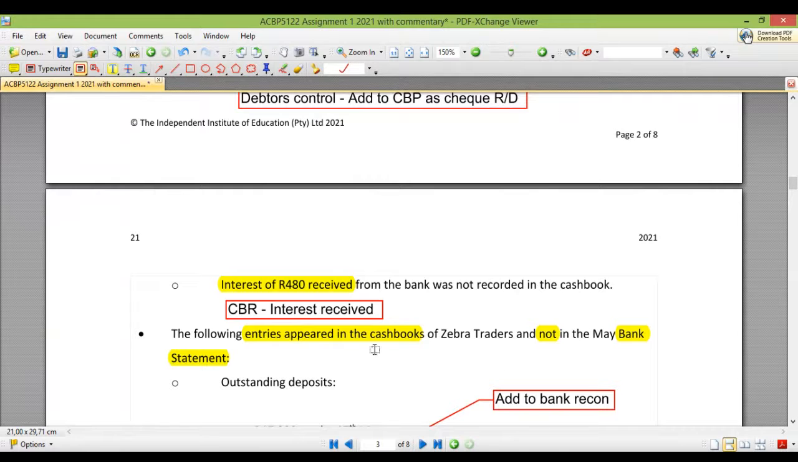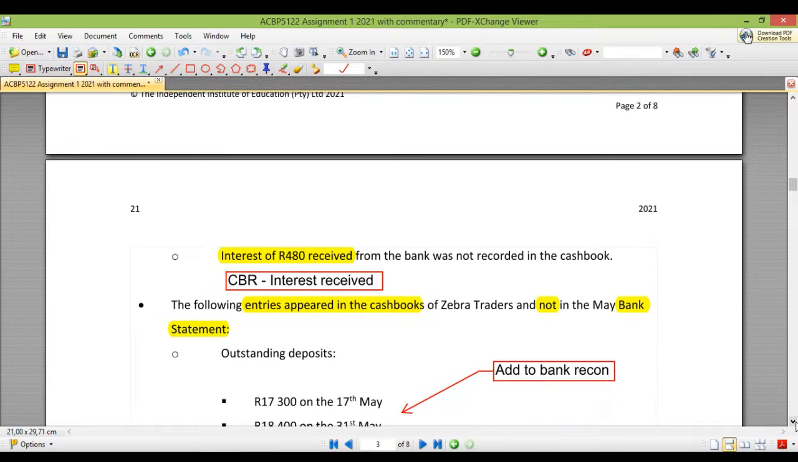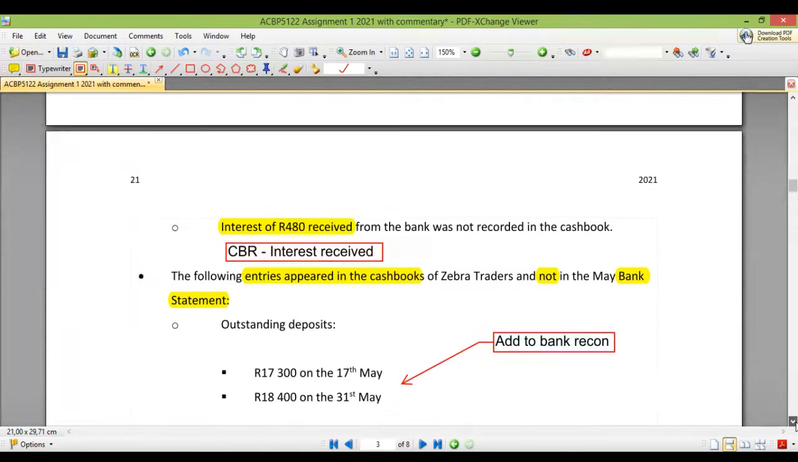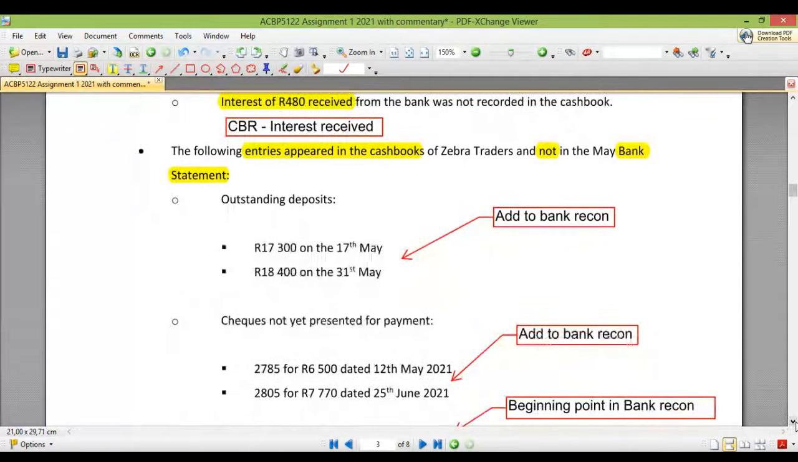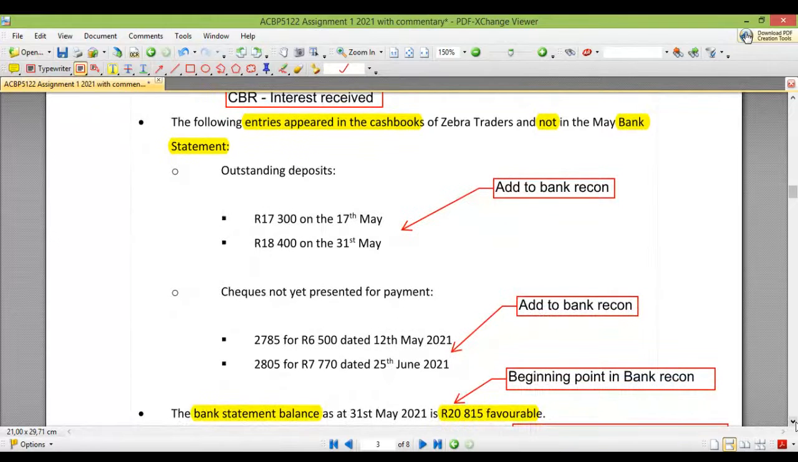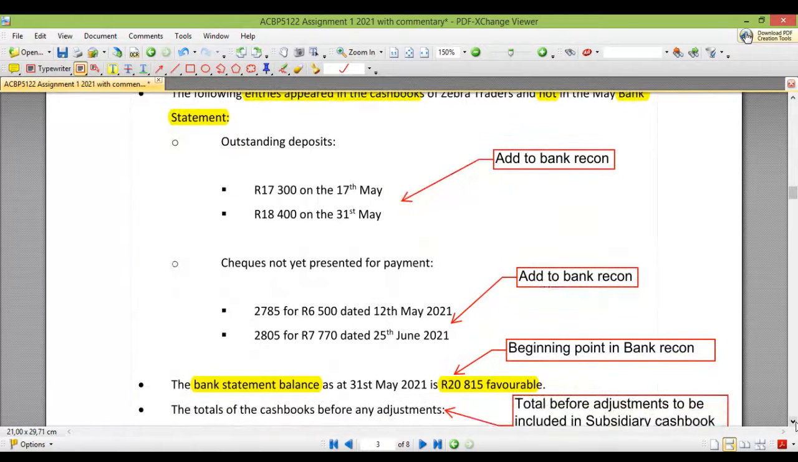And then they tell you the following entries appeared on the cash books and not in the May bank statement. So it's items we have recorded, but it hasn't physically gone to the bank yet. So these items will always be on your bank recon. So we just add the outstanding deposits on our bank reconciliation as well as the outstanding checks.